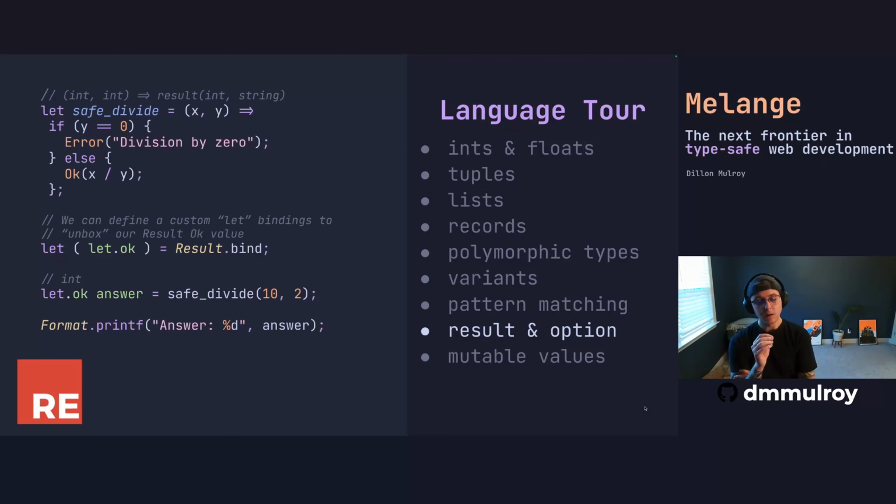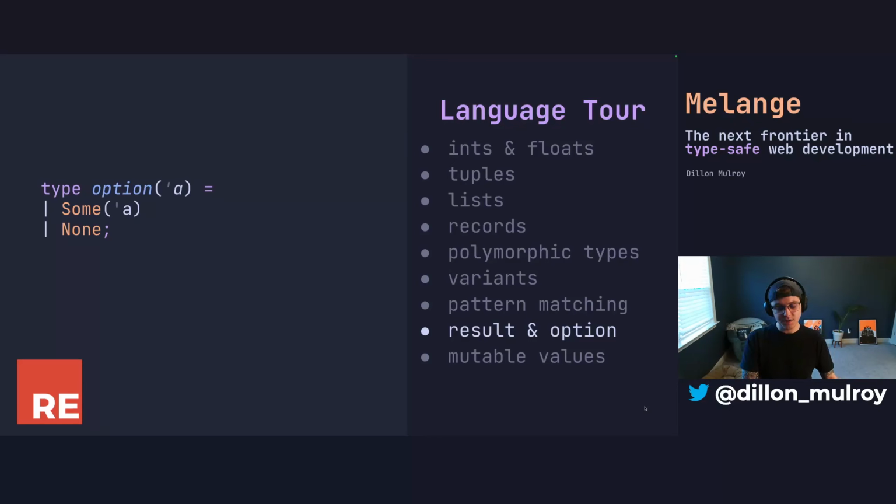So this is going to be a little bit beyond the scope of this talk, but we can also define our own custom let bindings or our own custom let keywords in OCaml and ReasonML. So we can say let OK equal result.bind, and then we can say let.OK answer equals safe divide. And this is going to work similar to how the await keyword works for promises in TypeScript and JavaScript, right? We can say like await some promise and effectively unbox our value. It's essentially the same thing here, right? We're going to say let OK answer equals safe divide. If safe divide returns the OK constructor, we're going to automatically unbox the integer. Otherwise, if it's the error case, we're going to immediately return from the current scope with the error value.